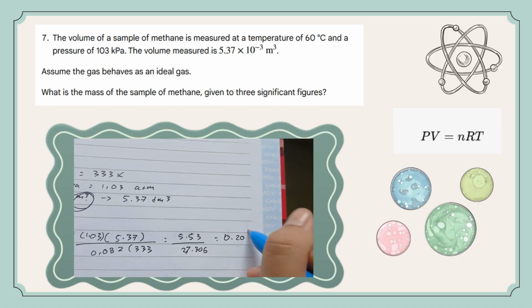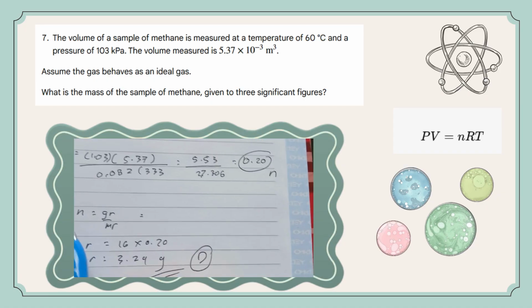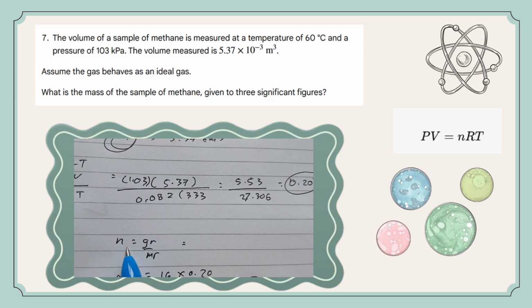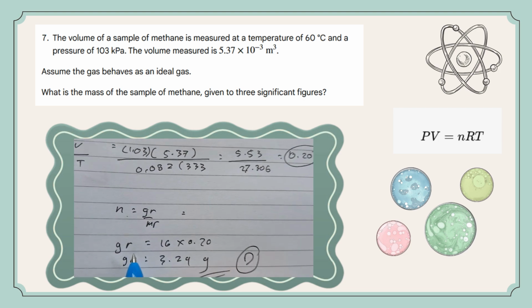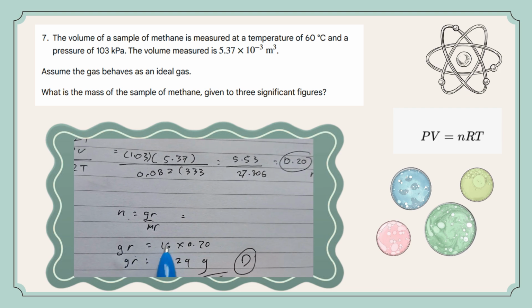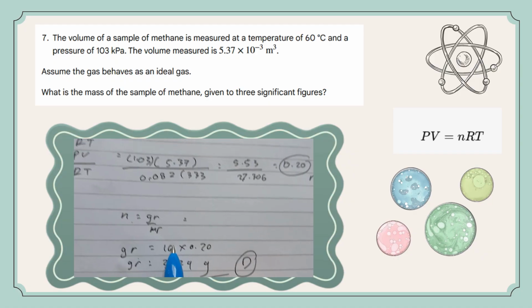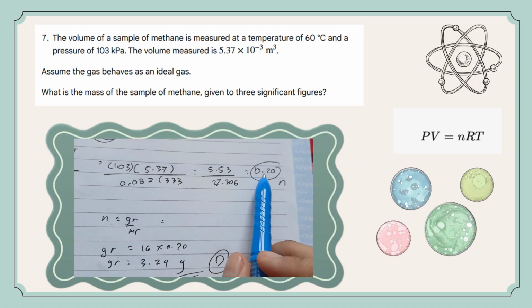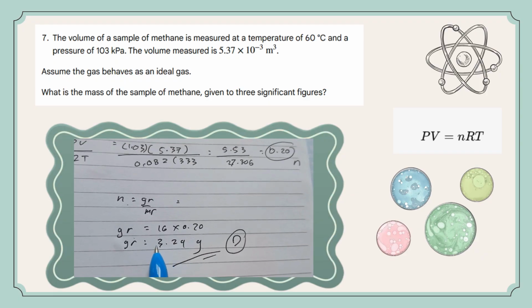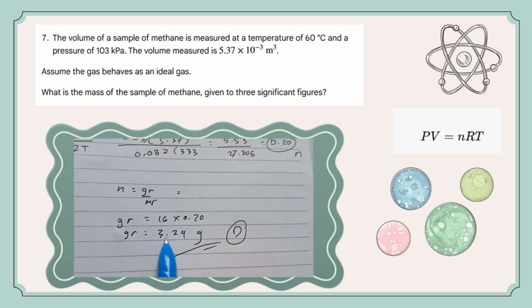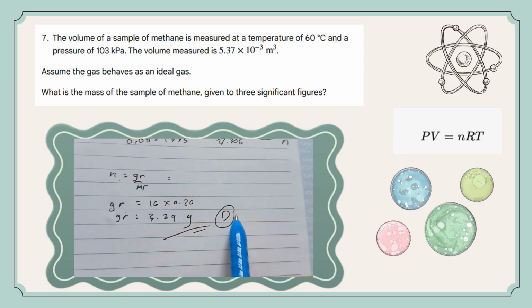This is the mole. So we have the other equation: mole equals gram per molecular mass. Gram equals 16 because we know the Mr is 16 before, and the mole is 0.2. So the gram is 3.24. So the mass of the methane is 3.24 gram. Option D is correct.